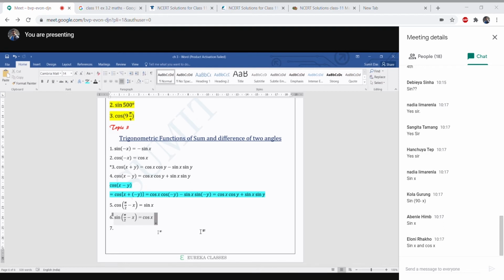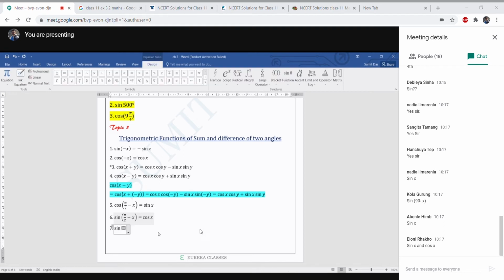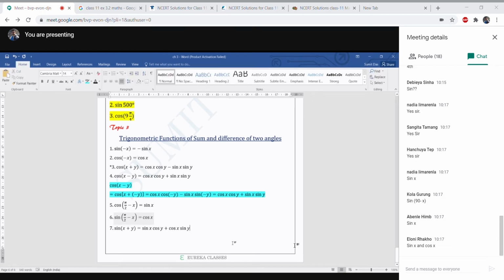Now the number 7 formula is sin(x plus y) equals sin x cos y plus cos x sin y. This is our formula: sin(x plus y) equals sin x cos y plus cos x sin y. From where did the formula come? Let me explain.